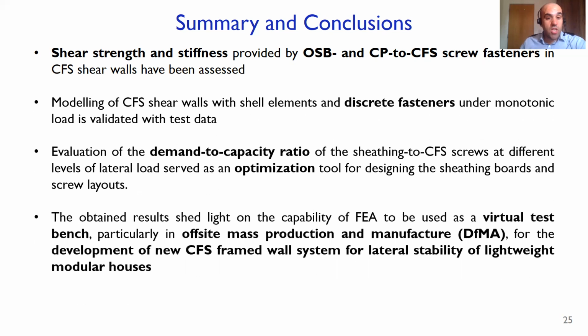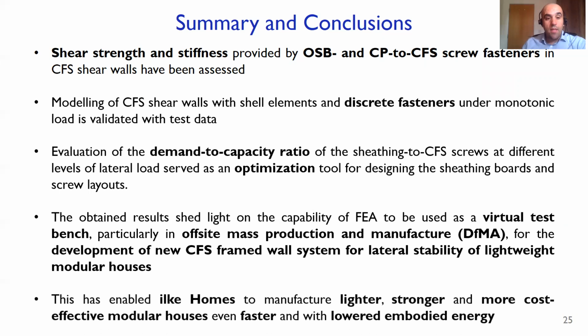The obtained results shed light on the capability of FEA to be used as a virtual test bench, particularly in offsite mass production and manufacture, for the development of a new cold form steel framed wall system for lateral stability of lightweight modular houses. This has enabled Ilke Homes to manufacture lighter, stronger, and more cost-effective modular houses even faster and with lowered embodied energy.